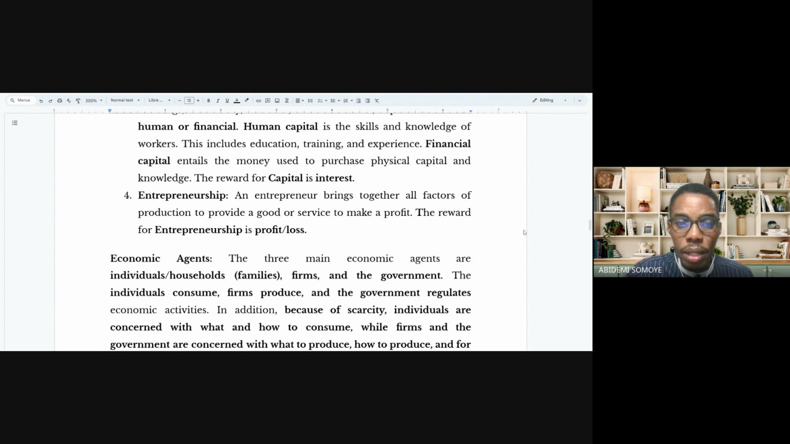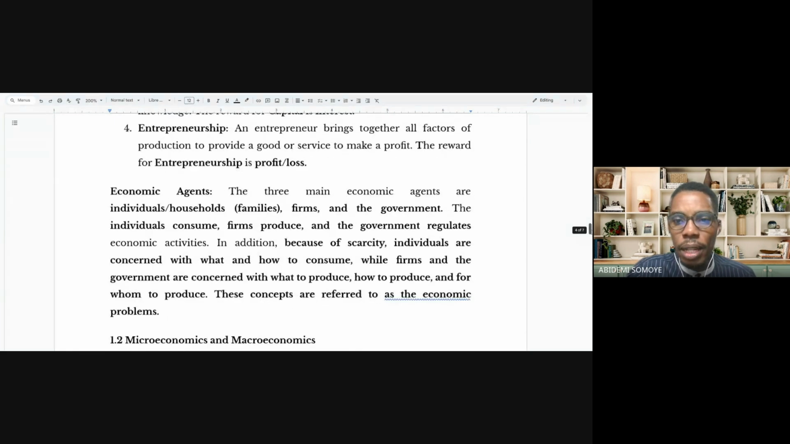So I already talked about economic agents. I said the three main economic agents are individual households, firms, and the government. The individuals consume, firms produce, and the government regulates economic activities.